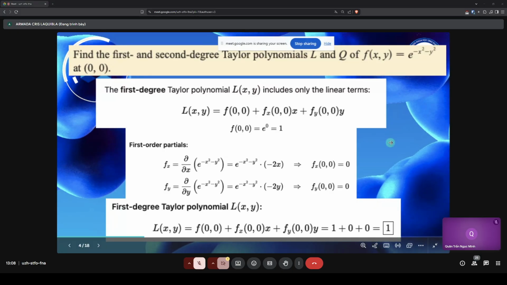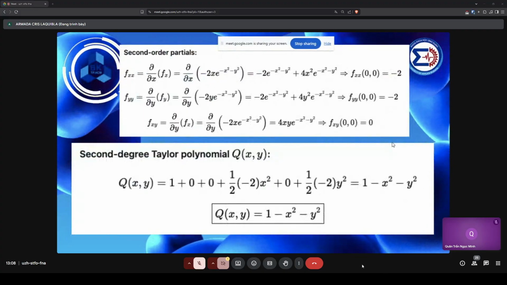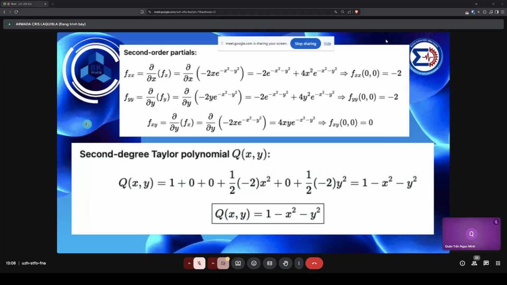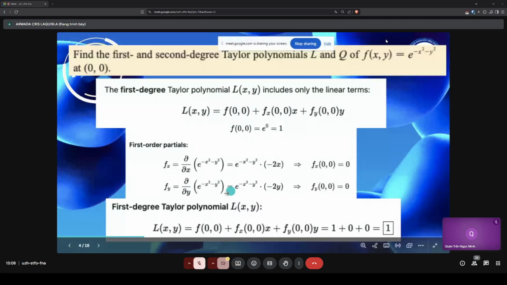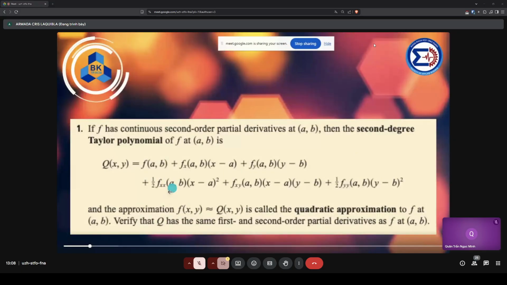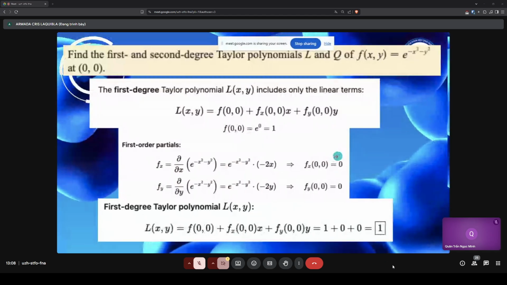Now the second degree. For the second degree, you are going to solve f_xx, f_yy, and f_xy, because we will use that in our formula. This is our formula, right? Okay. So we solve the three values.